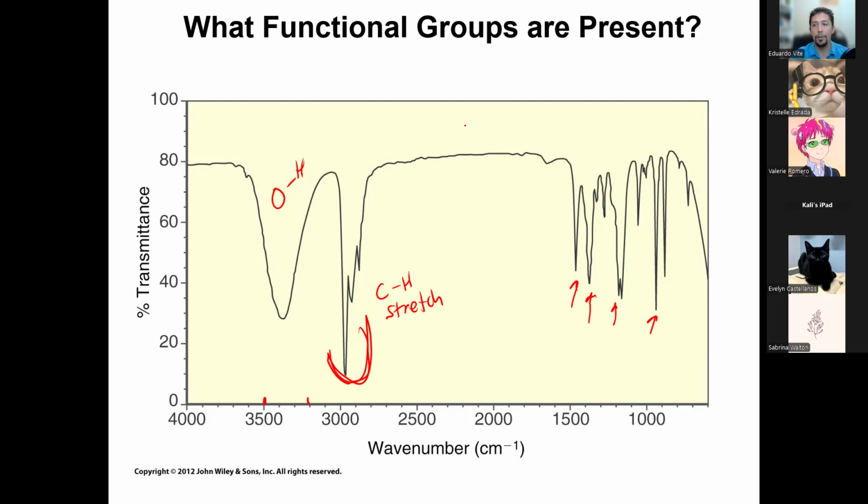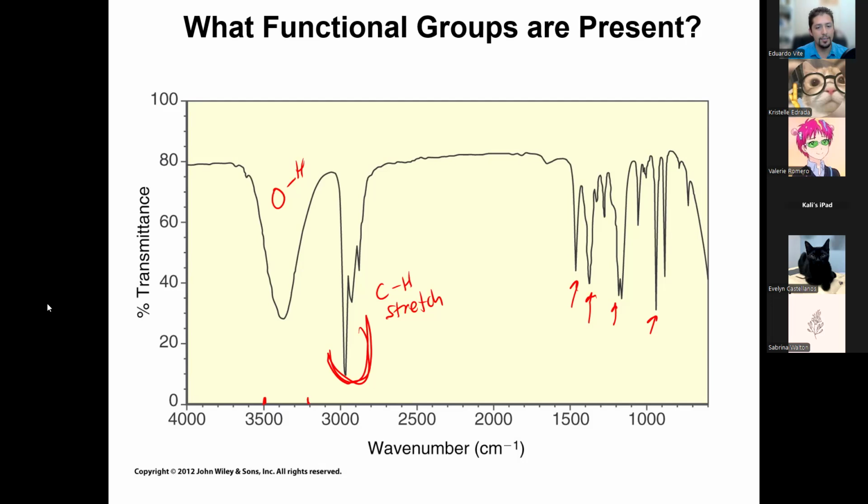We cannot get how many carbons. We cannot get the molar mass. We cannot get the molecular formula. All we know is there's at least one alcohol in this molecule. That makes sense? We okay with that? Okay. Next problem.